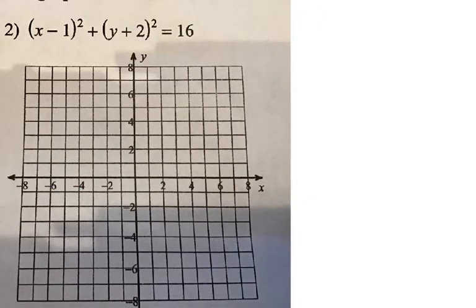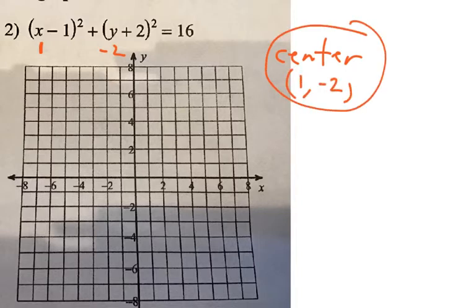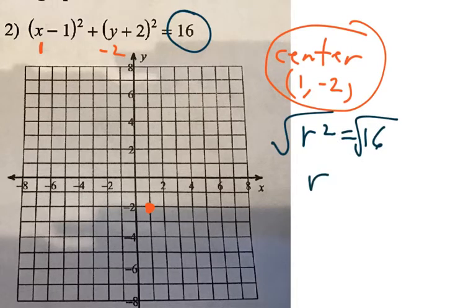Okay, let's try this one. Well, do you agree that 1 would make it 0 there? -2 would make it 0 there. Do we now know the center of our circle? It's simply x is 1, y is -2. There's our center. We could actually graph it right now if you like. 1, -2 is right there. Next, we have to remember again that 16 right there is my radius squared. So I'm going to square root both sides. I know my radius is simply 4.